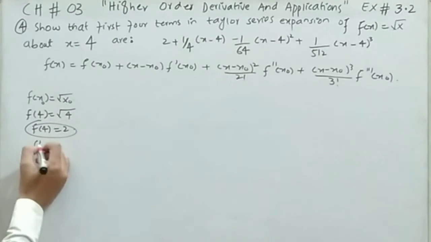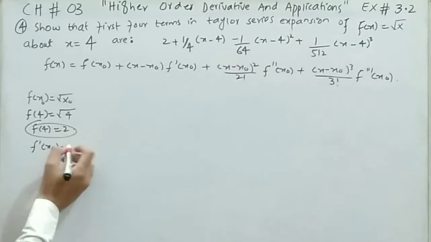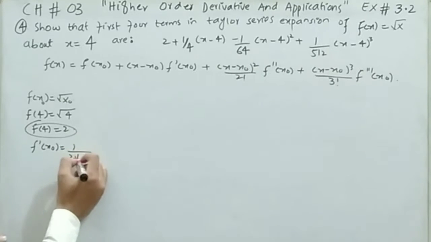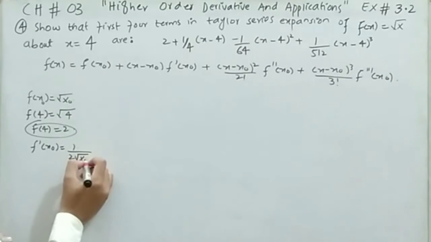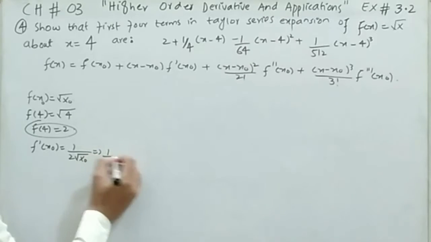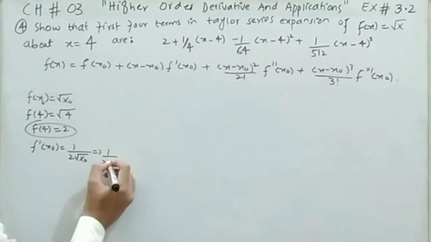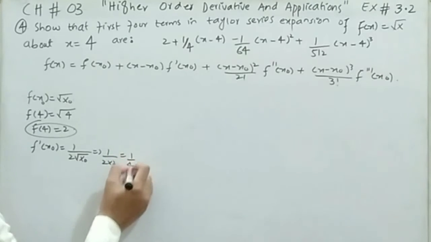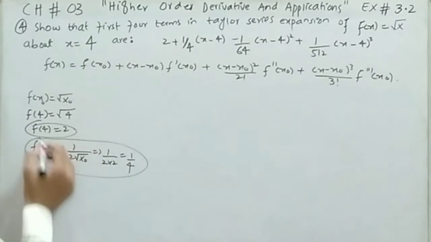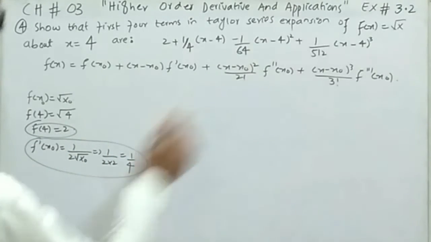So f prime of x naught, you know that under root x derivative is 1 over 2 into under root of x naught. So putting the value of x naught, it becomes 1 over 2 into, x naught is 4, so under root 4 is actually equal to 2. So it will give us a value 1 over 4. This is f prime of x naught. Again differentiate for the second time derivative.